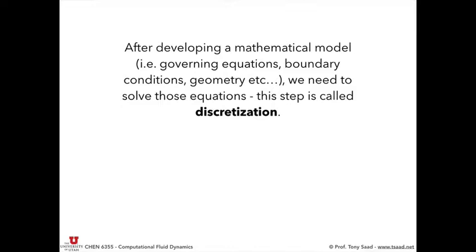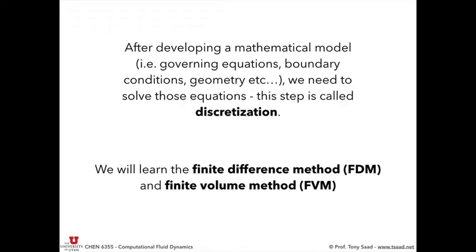So after we develop a mathematical model, governing equations, boundary conditions, etc., the next step is to convert all the derivatives in the governing equation into values that a computer can understand. Those would be discrete values on what we call a computational grid. This process is called discretization. Okay, we will learn about the finite difference method. We're going to refer to that as FDM, and the finite volume method we'll refer to as FVM.